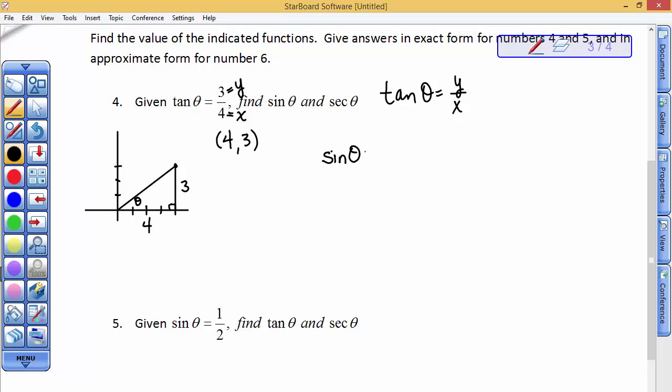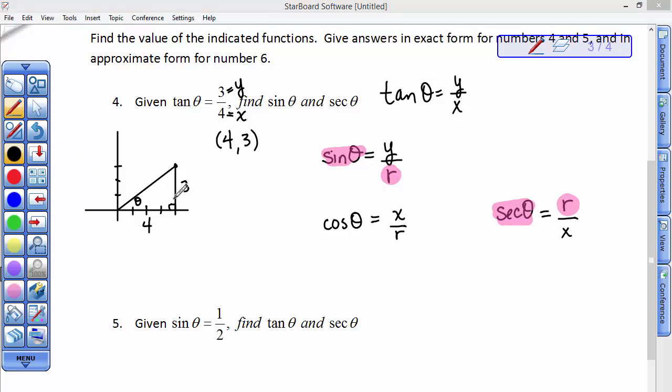Please don't forget that, because what I want you to find is the sine of theta, which is defined as y over r, speaking of which you need to memorize, and the secant of theta, which is the reciprocal of cosine of theta. So I write down that cosine is x over r, so secant is the reciprocal of cosine, so that's r over x. So I need to find this one and this one for this problem, and I was given x and y, but I was not given r.